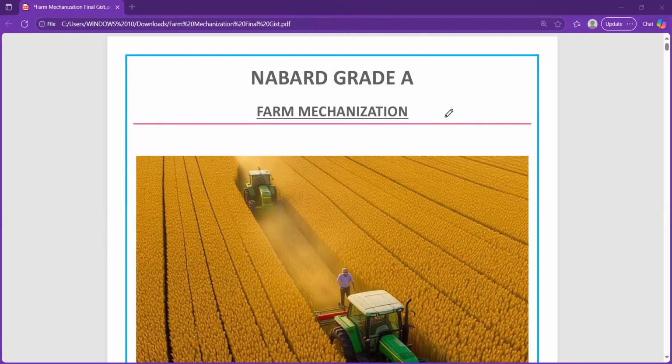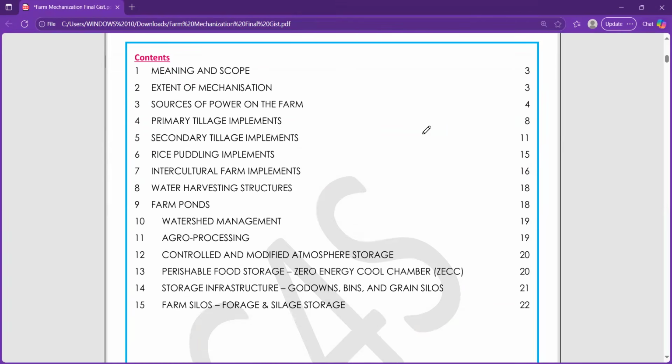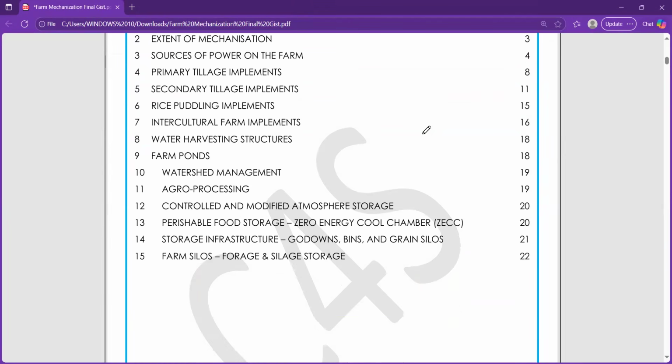So today we'll be covering a few topics from farm mechanization. Let's see what topics today's session holds. So these are all the topics. Today we'll be discussing all the topics mentioned here one by one, right? So let's see the first topic.